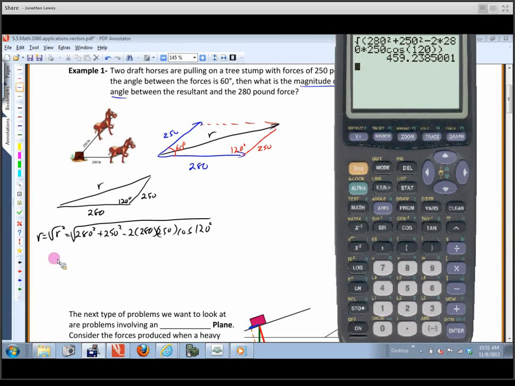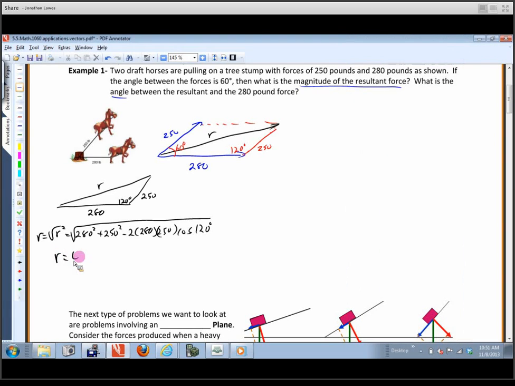459.23. So that means r is equal to 459.23. And we should put some units on that. That's going to be pounds. Okay? So it's not the two of them added together, but it's definitely more than either horse could pull by themselves. So we've got that right there.